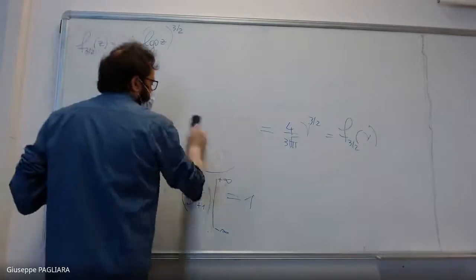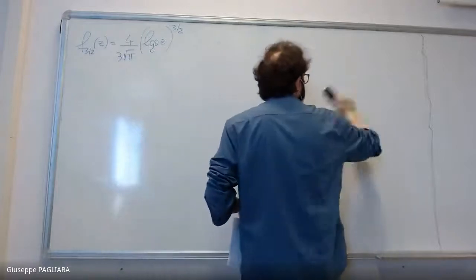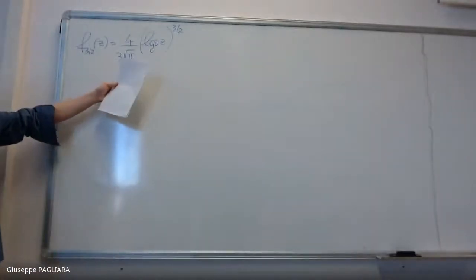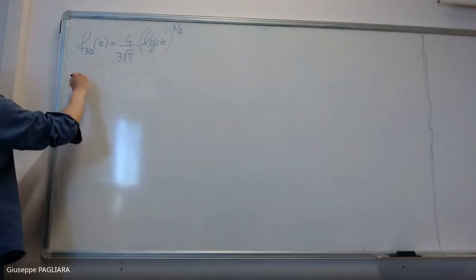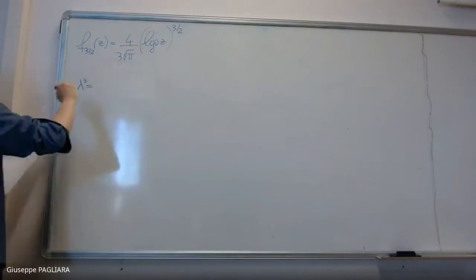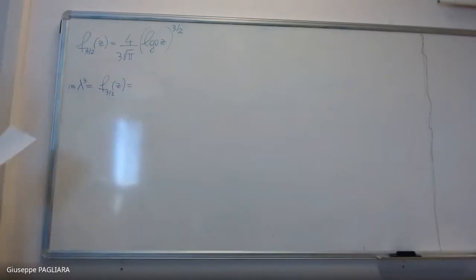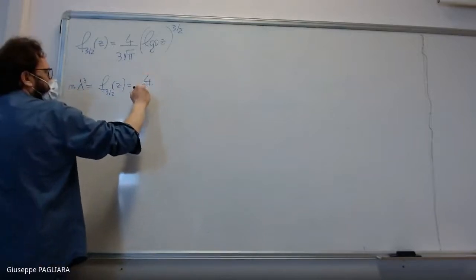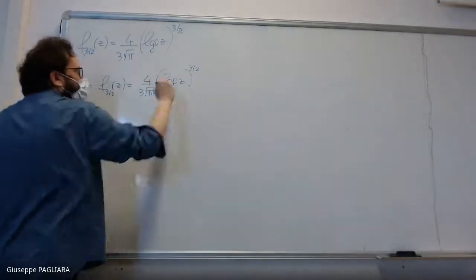Okay, now I can verify that what I have here is actually the same expression that I had before. Let me sketch the calculation. So basically, I have to use the fact that n lambda cubed is equal to f3 of z. And now in this case, f3 alpha of z is this function that I just found. So it's 4 divided by 3 square root of pi log of z to the power of 3 alpha.